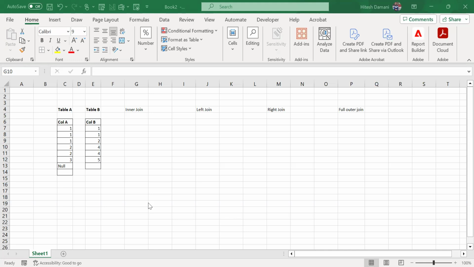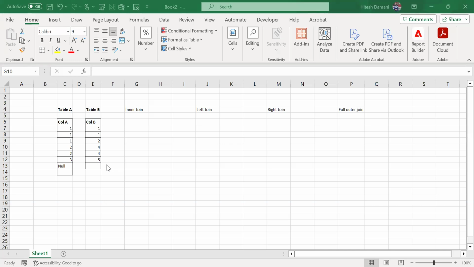So, guys, as we can see, we have two tables with us. Both the tables contain only a single column. Table A contains column A and table B contains column B. A few of the records in both the tables are duplicates and a few are unique, right? And we have a blank record as well in both of these tables, right?